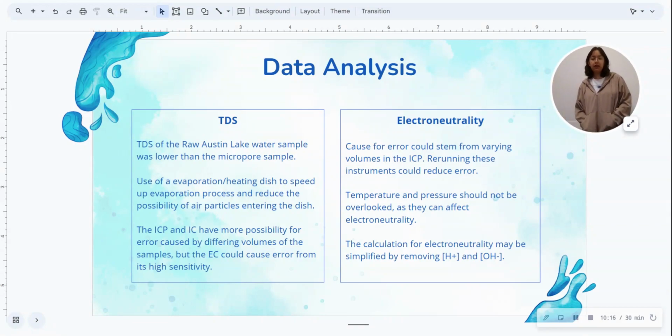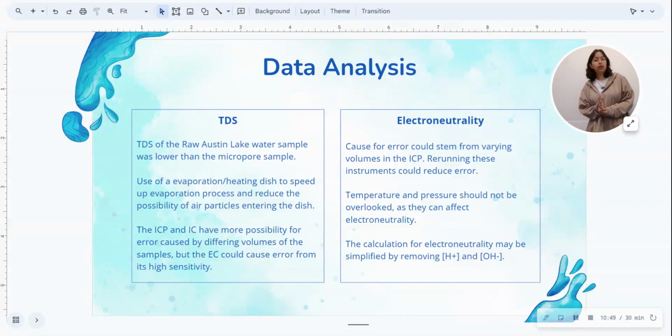With our TDS section, one aspect of the data that was of interest was having lower TDS for the raw lake water than the microsample. This procedure could have been made more efficient by using a heating plate instead of just leaving out the plate to dry, to reduce the possibility of dust or other air particles from entering the dish.